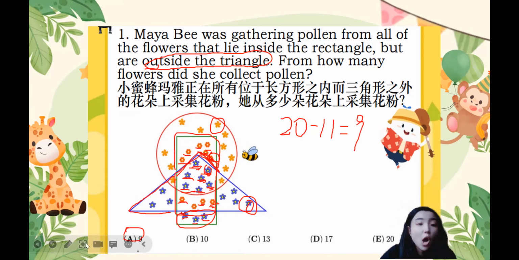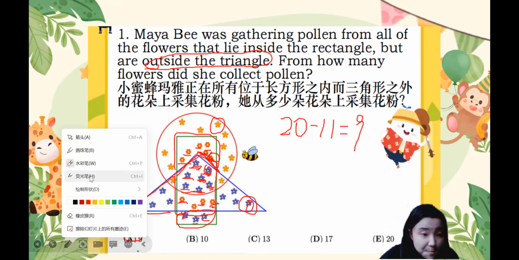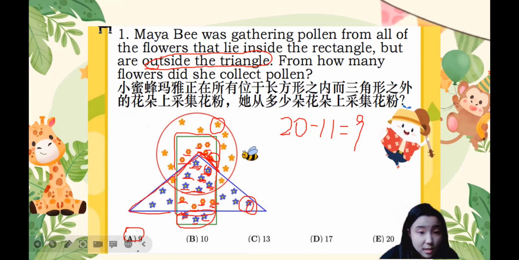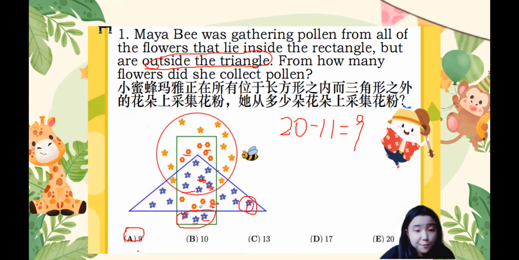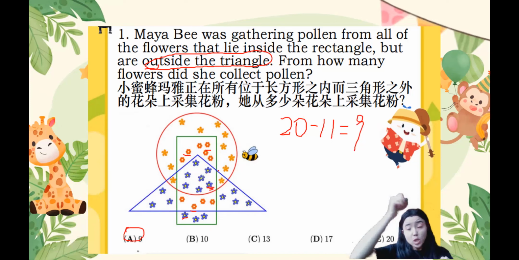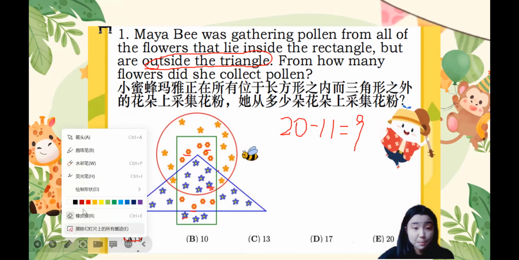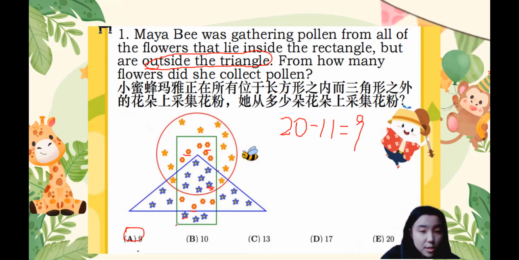Or we have another easier method. What is another easier method? Let's look at it together. We want the flowers inside the rectangle, but outside the triangle. So we only need to use our pen to paint this part. This is a rectangle, the green one is a rectangle. And this blue one is a triangle. So we need to exclude this part from the rectangle.